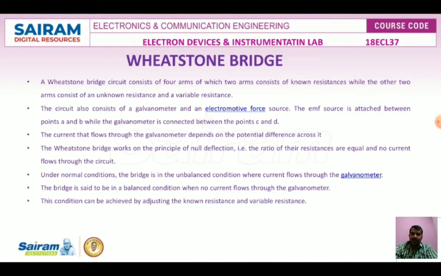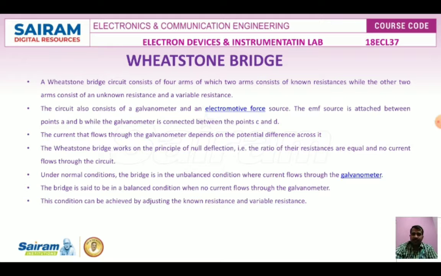The Wheatstone bridge consists of 4 arms, of which 2 arms consist of known resistance, while the other 2 arms consist of unknown resistance and variable resistance. The circuit also consists of a galvanometer and an electromotive force. The EMF source is attached between the points A and C while the galvanometer is connected between B and D. The current that flows through the galvanometer depends upon the potential difference across the galvanometer.